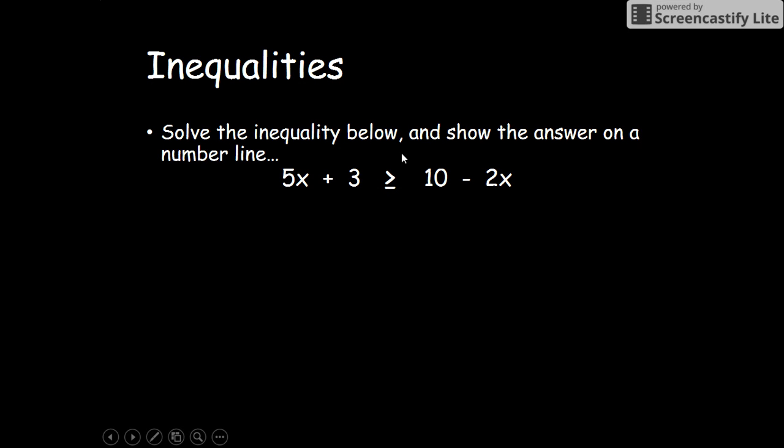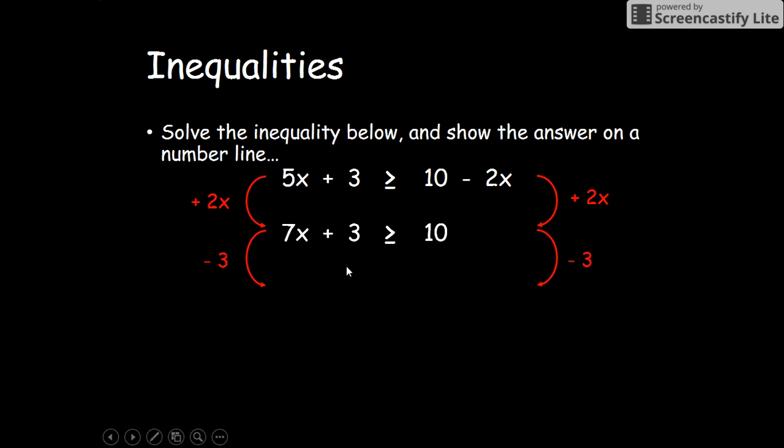Solve the inequality below and show the answer on the number line. Okay, so we've got 5x plus 3 is greater than or equal to 10 take 2x. So what are we going to do first? Let's get rid of the 2x. So we add 2x to this side, and we add 2x to get rid of it on that side, and we've now got 7x. Let's get rid of our 3. So we go take 3.